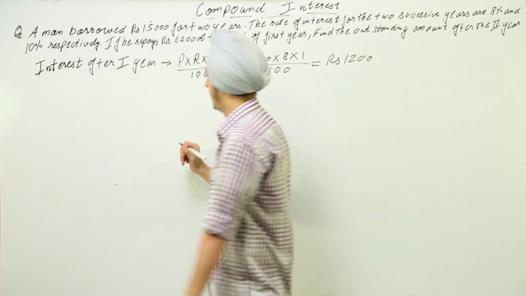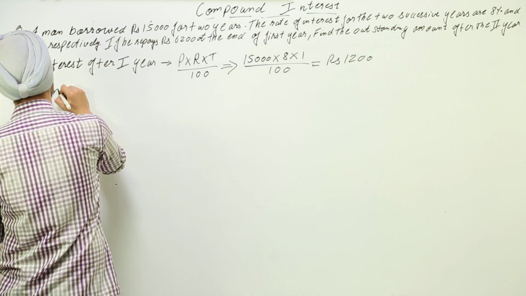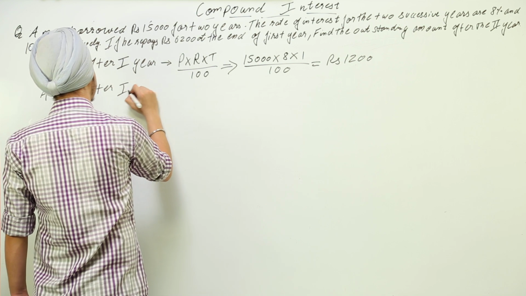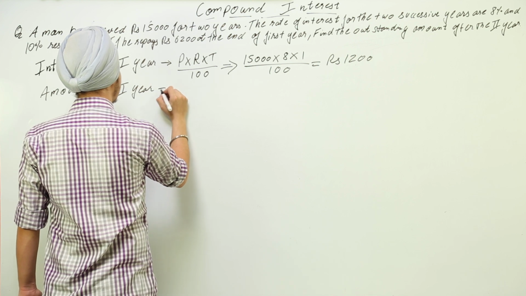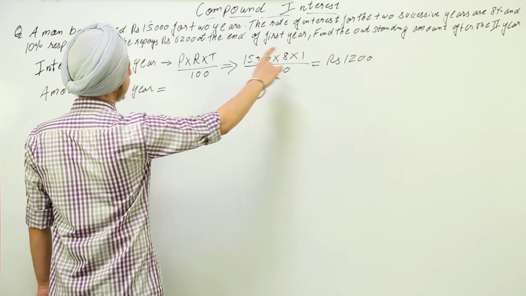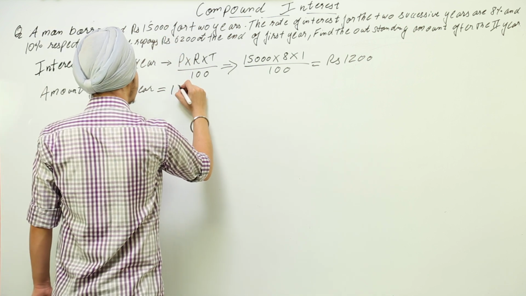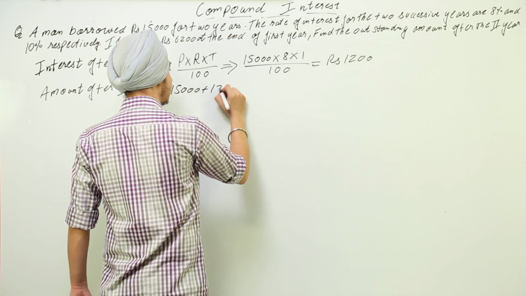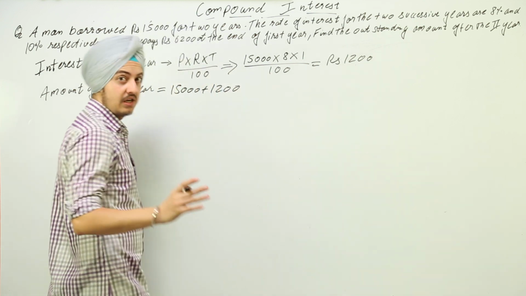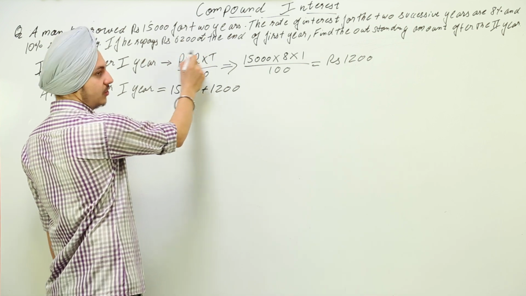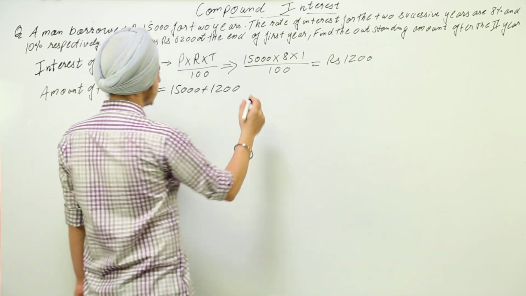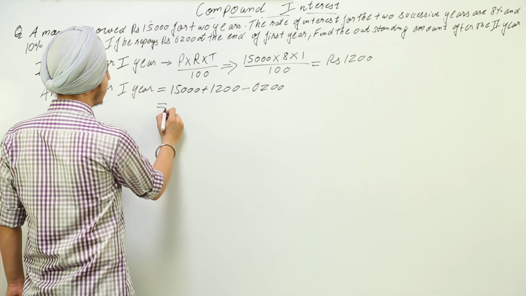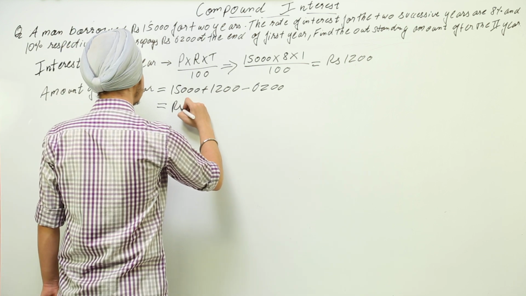So now we know that the amount after first year will be equal to 15,000 rupees plus this 1,200 rupees because it is the interest. But what he does is he repays 6,200 rupees after the first year. So we subtract 6,200 from here. So the amount becomes rupees 10,000.